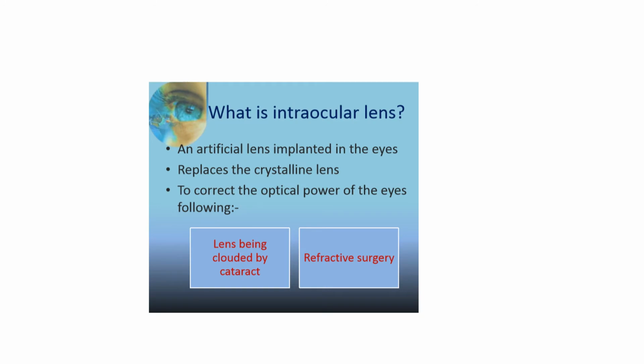Now coming to the intraocular lenses. What are intraocular lenses? They are artificial lenses implanted in the eyes. They replace the normal crystalline lens. They are used to correct the optical power of the eyes following the lens being clouded by cataract, or in certain cases like high myopia, we also use the lens as a part of a refractive surgery.